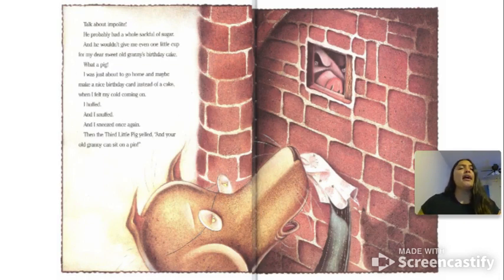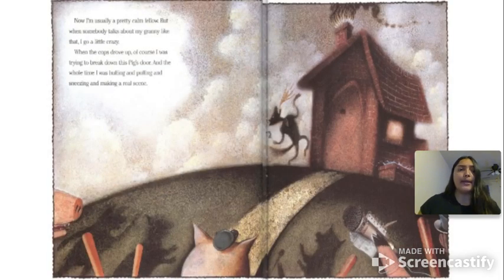What a pig! I was just about to go home and maybe make a nice birthday card instead of a cake when I felt my cold coming on. I huffed and I snuffed and I sneezed once again. Achoo! Then the third little pig yelled, "And your old granny can sit on a pin."